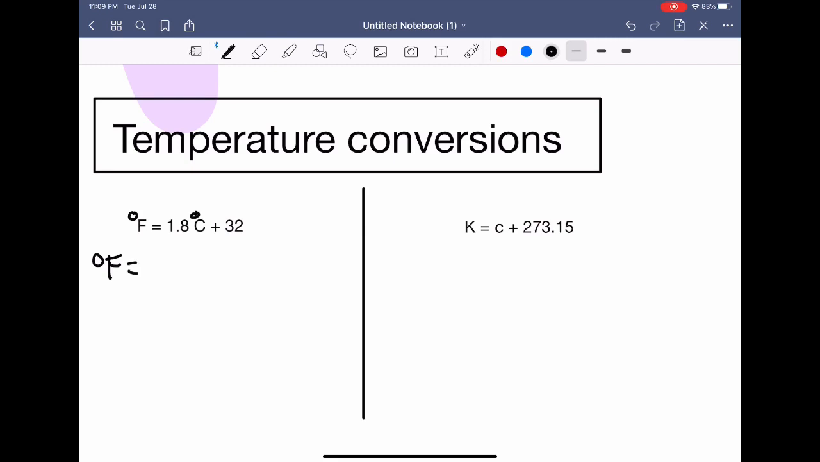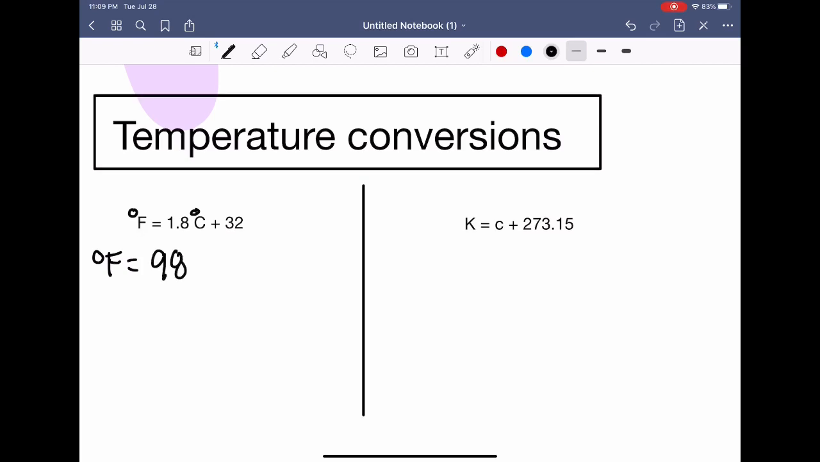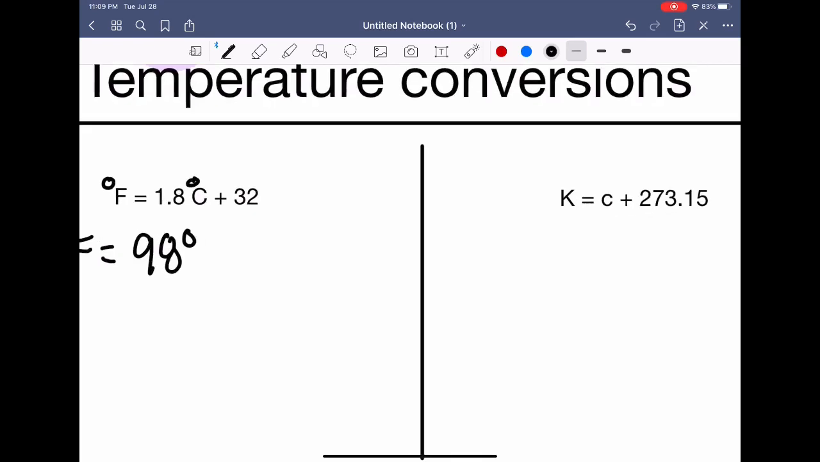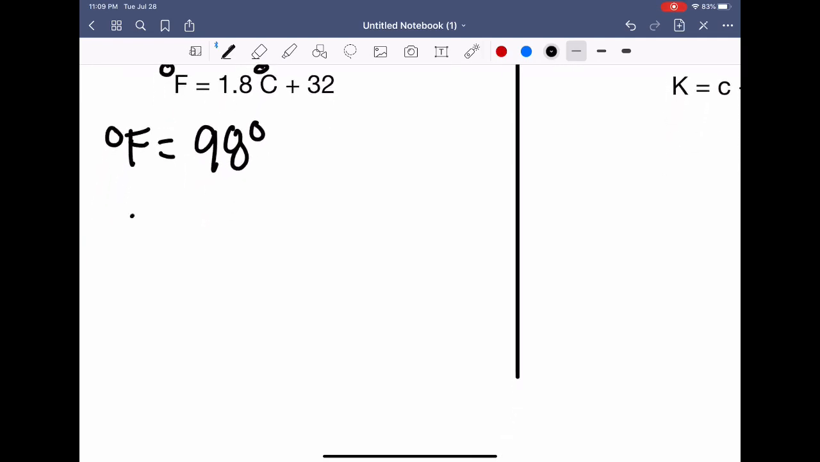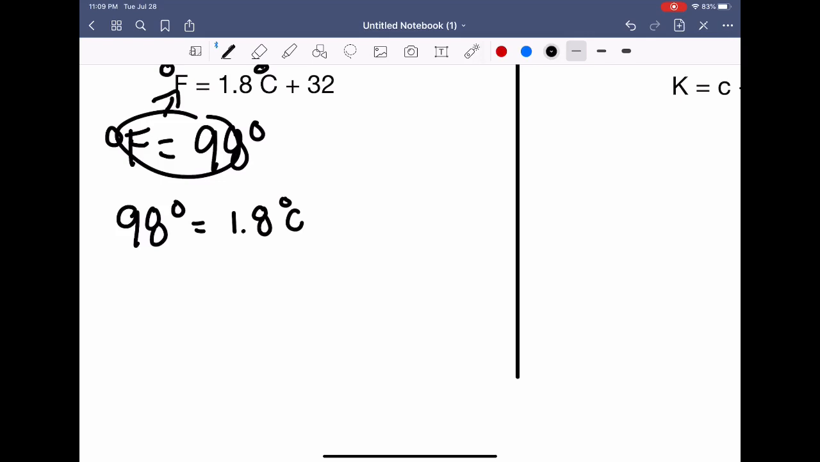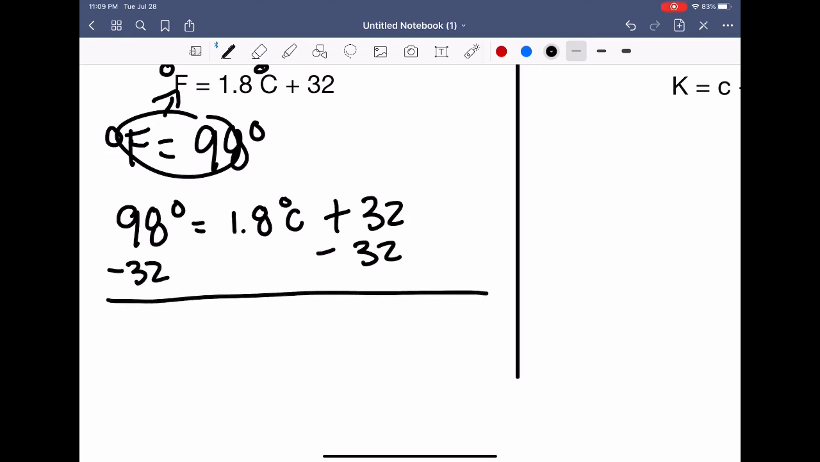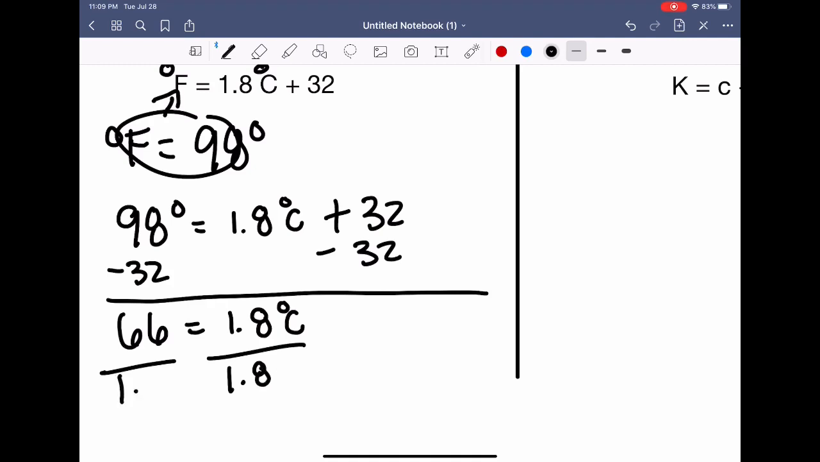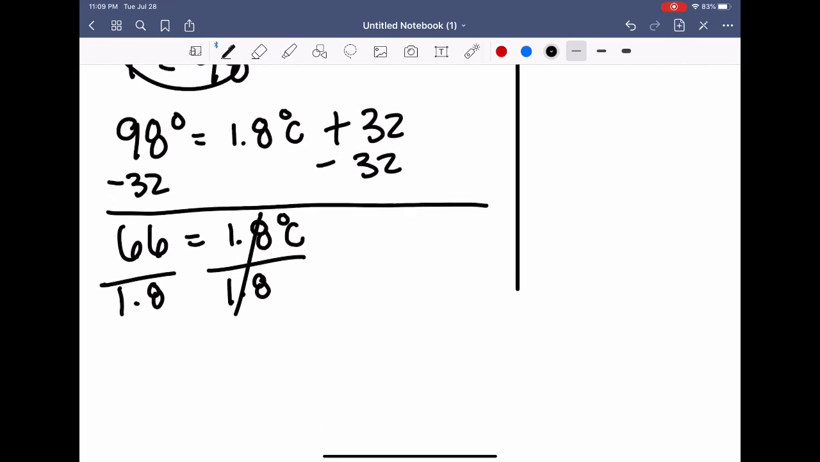So say your Fahrenheit is 98 degrees. Something that we're all used to here in the hot summer in California. But what we want to do is plug it in. So if 98 degrees is what Fahrenheit is, plug it in: 98 equals 1.8 times degrees Celsius, plus 32, minus 32, minus 32. We get 66 equals 1.8 times degrees Celsius. It's all simple math, something we've all probably done in high school, if not in college as well.